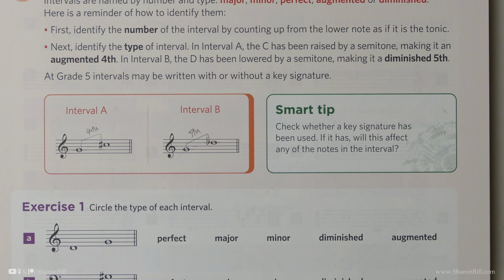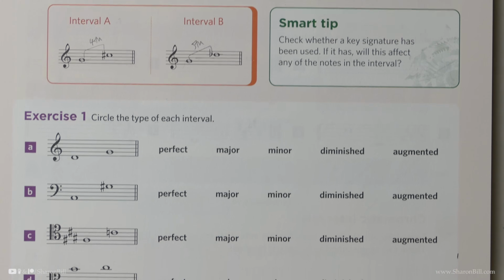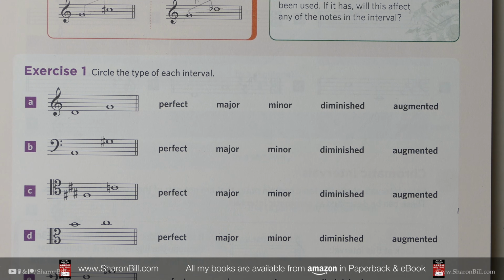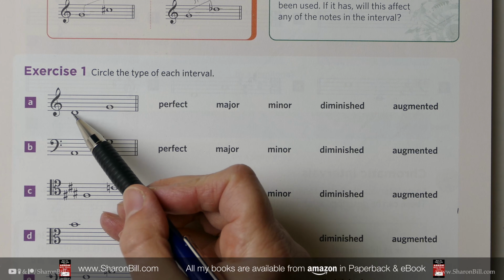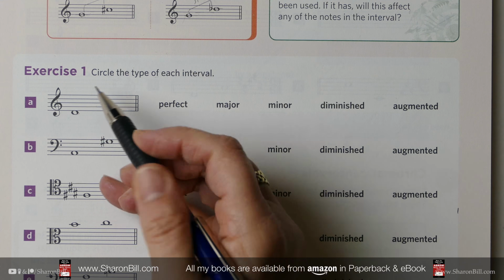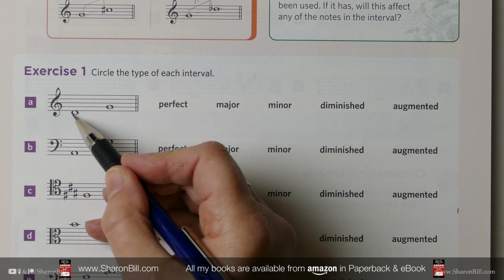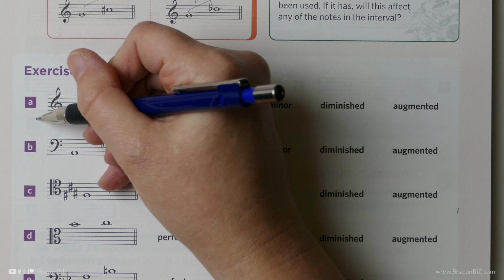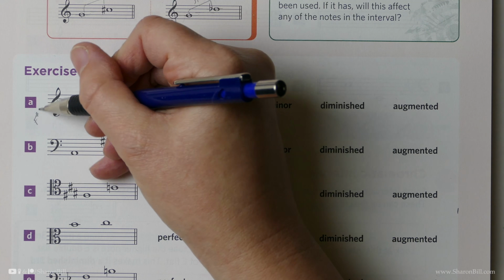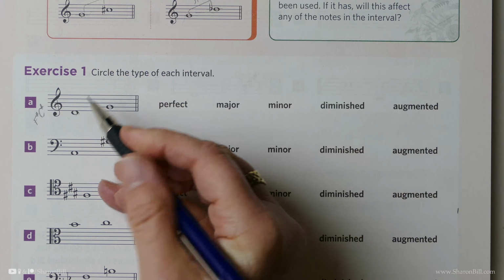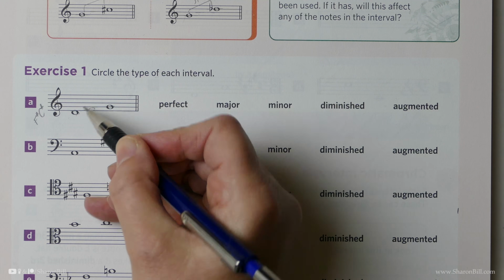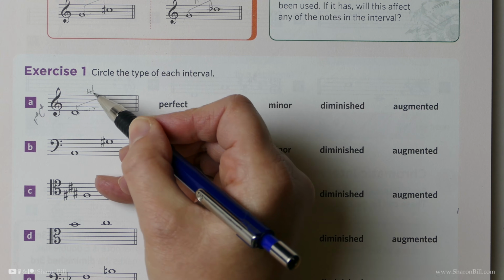So let's just have a look at how we describe these intervals. Here we have from D to G. We need to bear in mind D is our tonic, and D major would have a key signature of F sharps and C sharps. So here we have a 1, 2, 3, 4. That's a fourth of some sort.